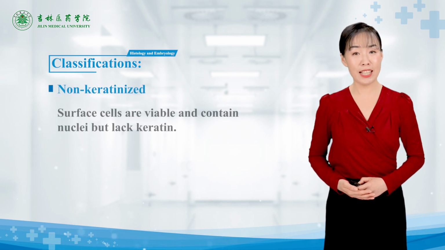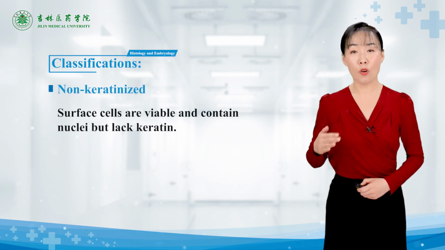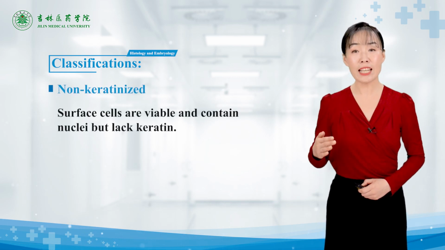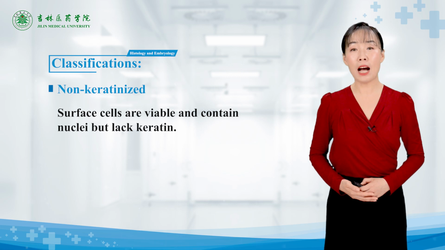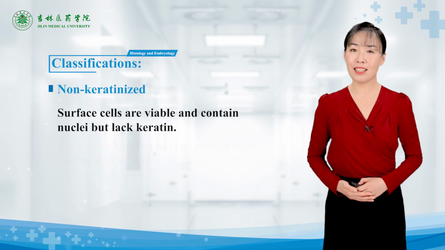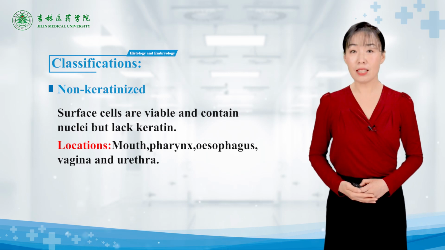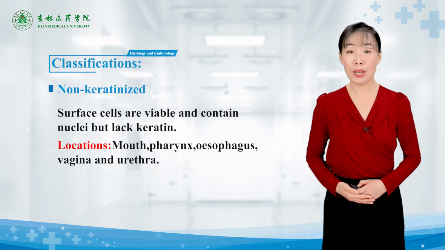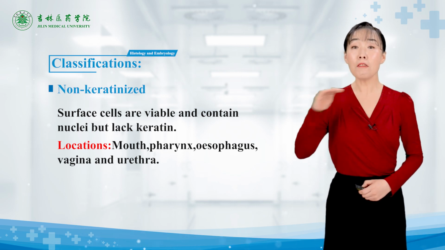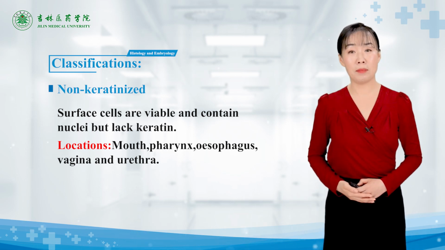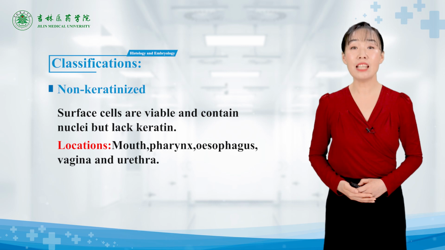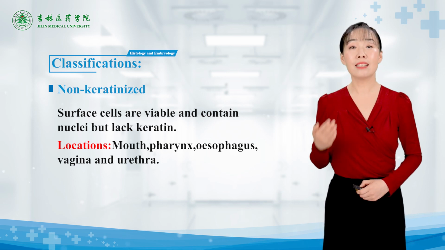Non-keratinized stratified squamous epithelium is located on the surface of moist cavities or orifices that open out from the body surface, such as the mouth, pharynx, esophagus, vagina, and urethra. The surface cells in this epithelium are viable and contain nuclei, but lack keratin.